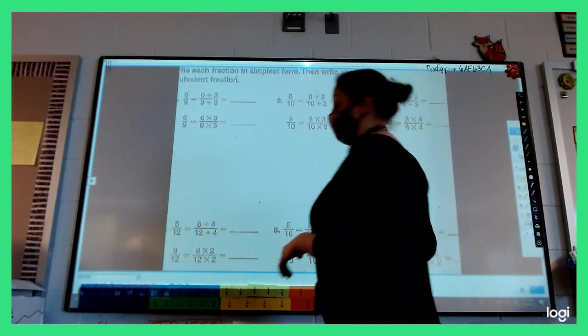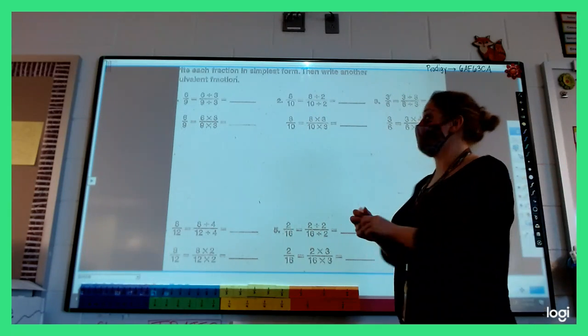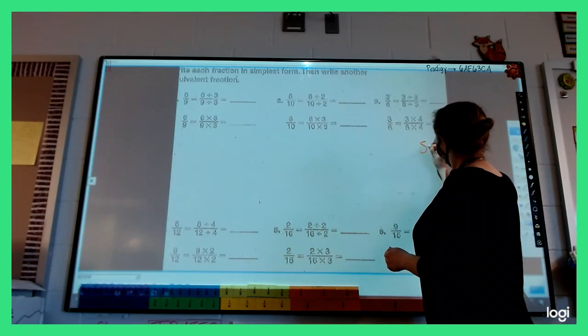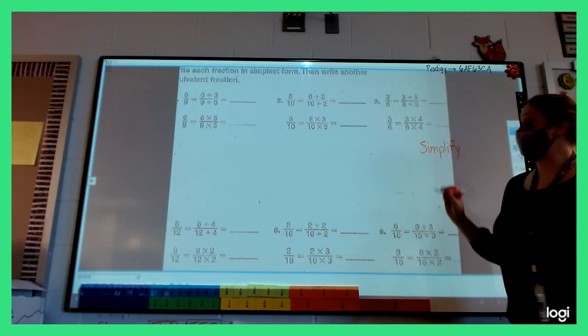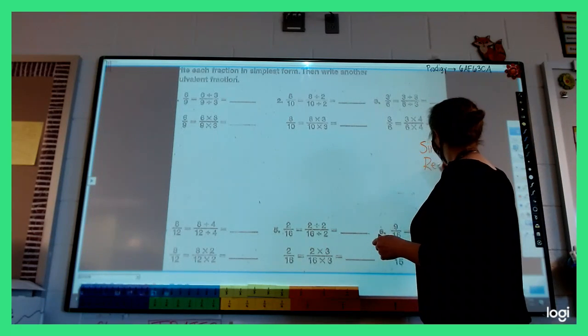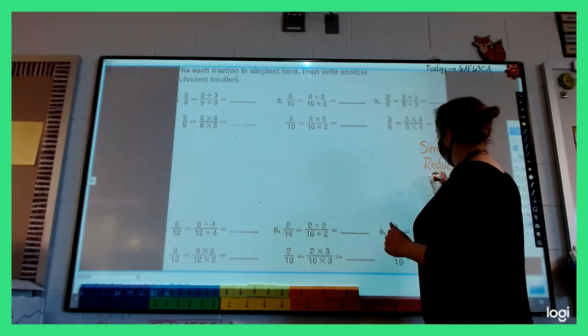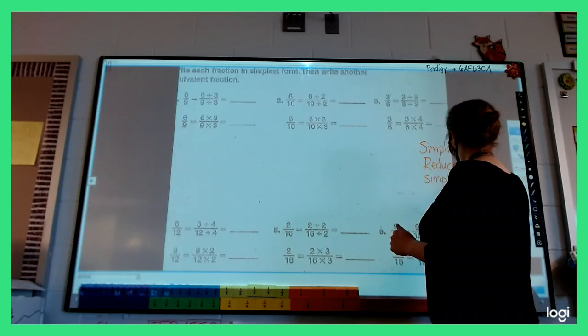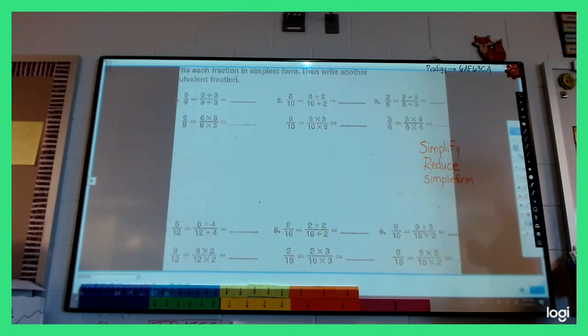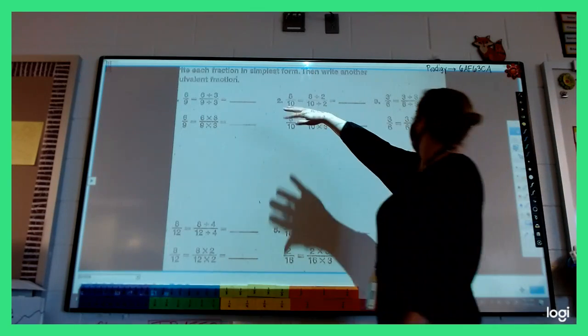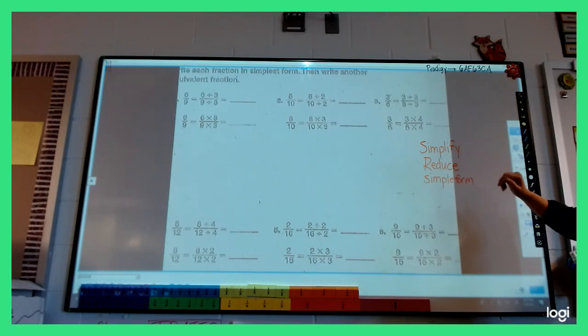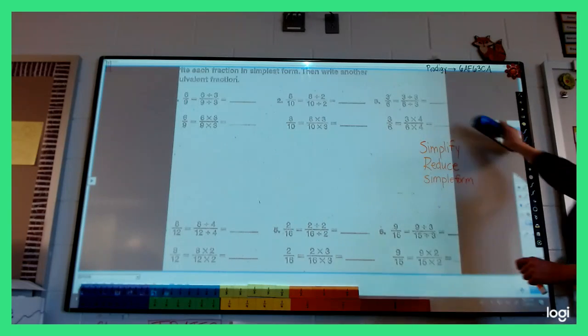I'm going to write all these up here because when I was your age, that confused me a bit. So you can simplify. Okay, that's what we've been doing. You can also call that reducing. When you reduce something, you make it smaller, bring it down. And we can also call it simplest form. So when your directions say, write the fraction in its simplest form, reduce the fraction, simplify your fraction, that all means the same thing, okay? So don't forget that. I will erase our words.